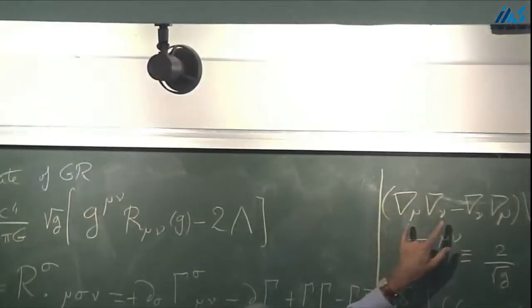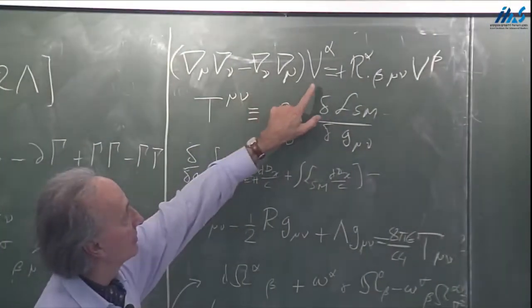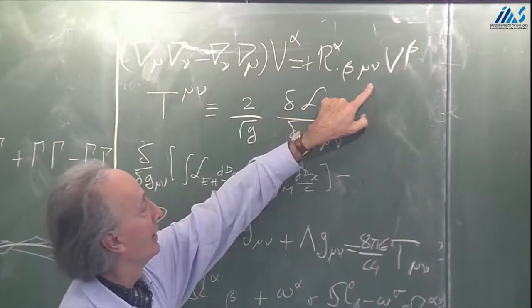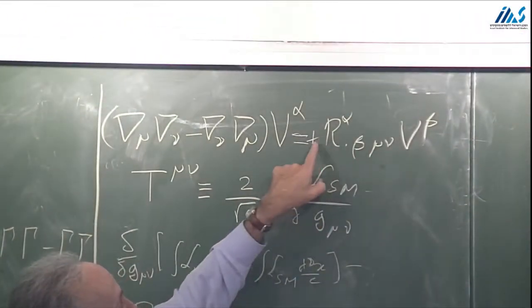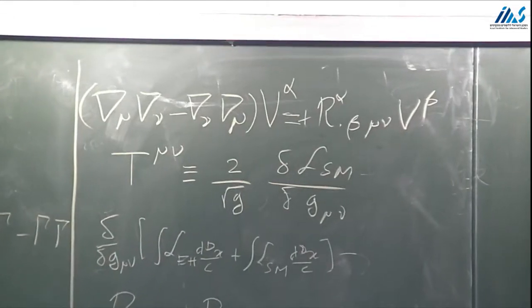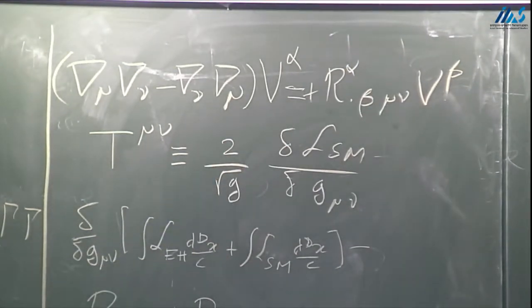Another useful formula that sometimes you have to use is the commutator of two covariant derivatives acting on a vector field, which is the curvature tensor with a plus sign. This is consistent with the formula written by Hermann this morning. The indices there were put in reverse order. That's why the sign is consistent.